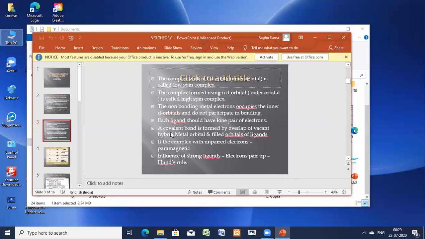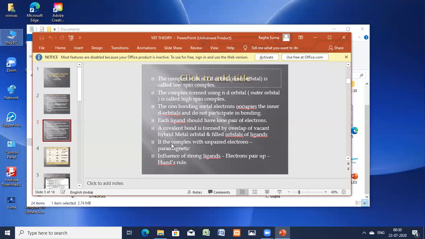Next, how is a covalent bond formed? I told you, the ligand lone pair electrons will be donated to the empty orbitals of the hybrid metal orbitals. So a covalent bond is formed by the overlap of the vacant hybrid orbital. The metal has undergone hybridization and the hybrid orbitals are present. Now the hybrid orbitals will bond with the filled orbital electrons of the ligand, thereby the coordinate covalent bond is formed.